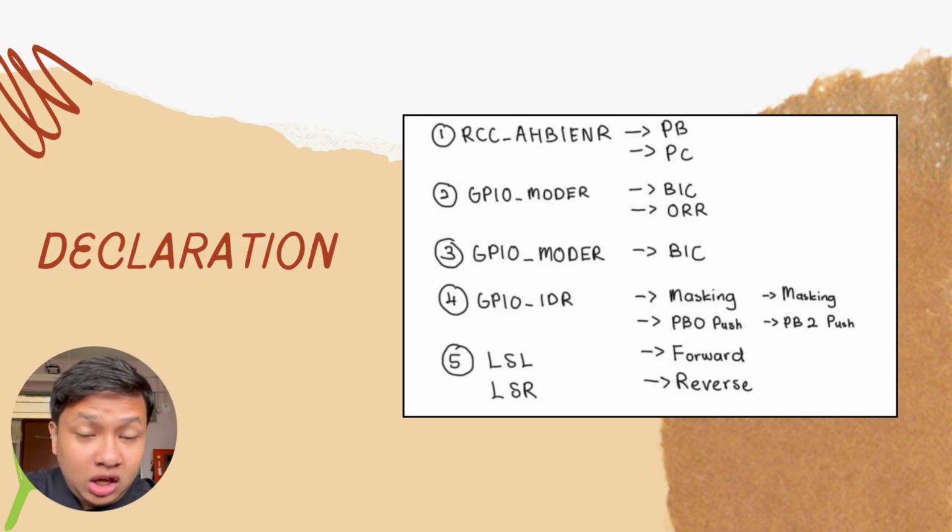By using RCC AHB1ENR, we can declare our port B and port C. The next thing we need to declare is our output by using GPIO MODER and using BIC and ORR. After finishing with our output, we need to declare our input by using GPIO MODER but only with BIC. The next thing is selecting our push button by masking both of them, since we have 2 push buttons which are at port B0 and port B2. Next, we need to declare our pattern, which is by using LSL for the forward pattern and LSR for the reverse pattern.